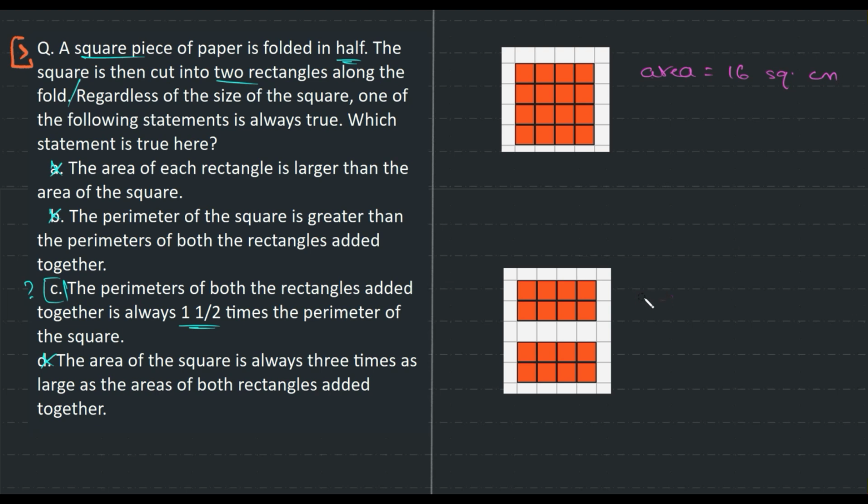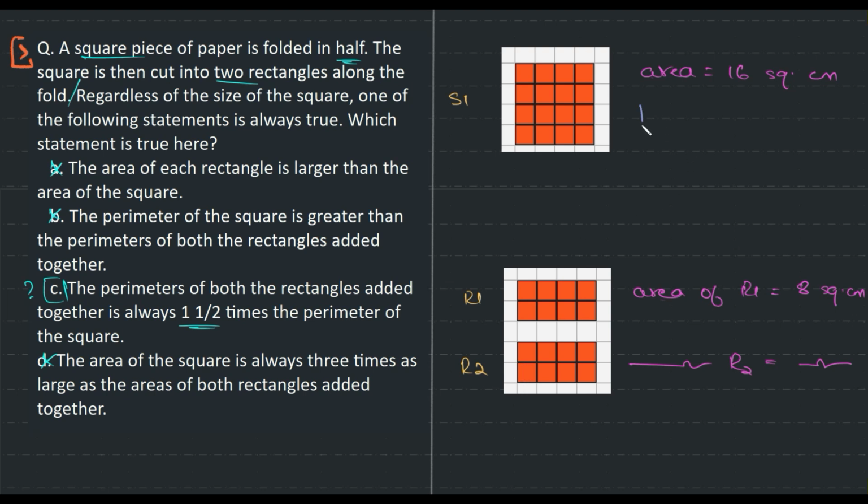Area of this structure, area of say rectangle 1 and rectangle 2. Remember, these are exactly cut in the center. The square is cut in the center and then rearranged in this manner. So this is square 1. So we're looking at area of R1, which is 8 square centimeter, and area of R2, which is again 8 square centimeter.